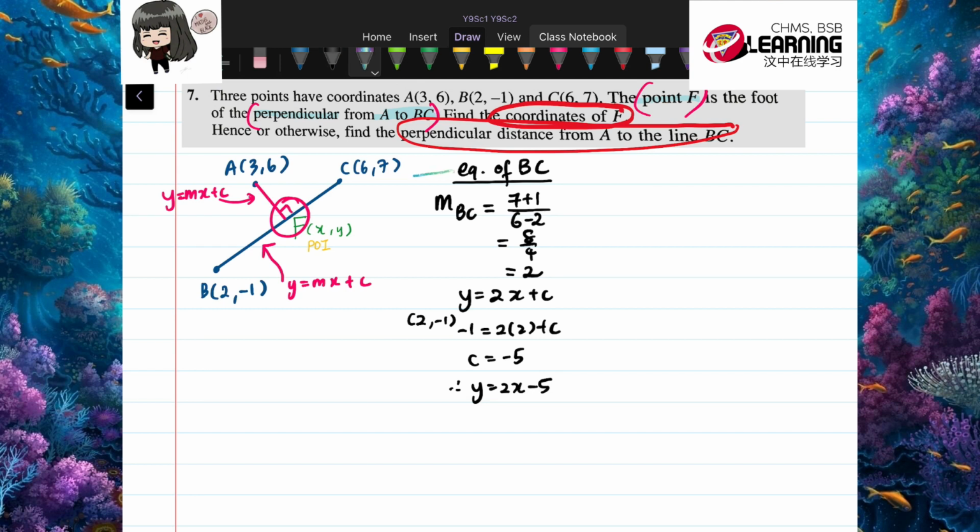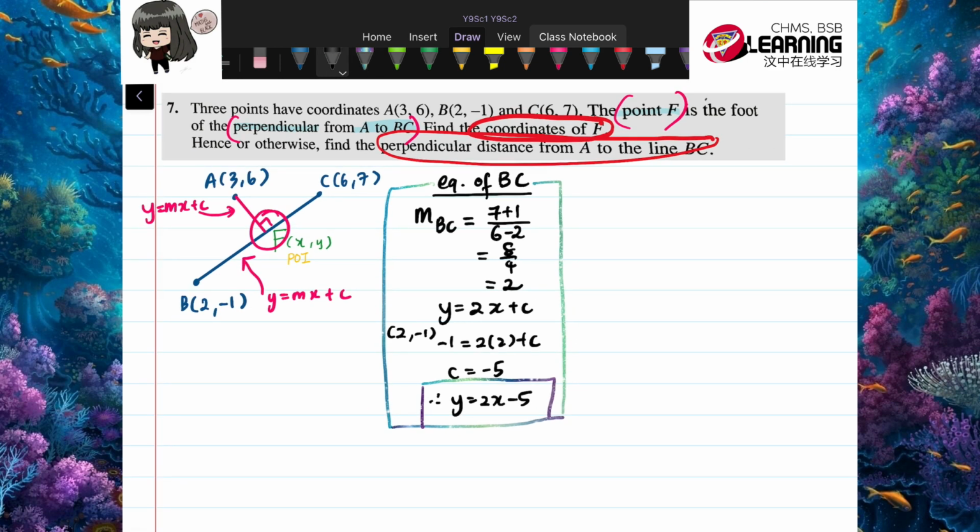Okay? So far okay? I don't want to confuse you, so I'm gonna do it like that. So this is the equation of BC that I was finding. Next, I find the equation of AF.